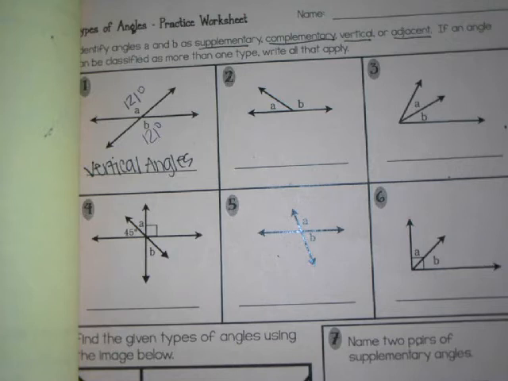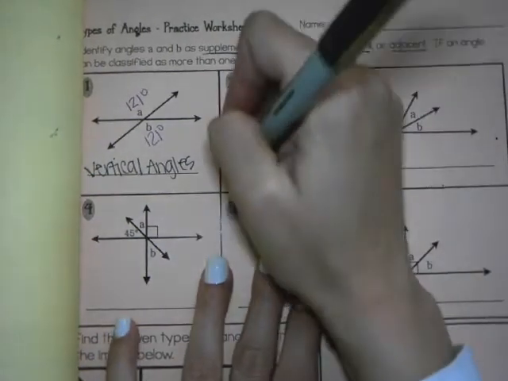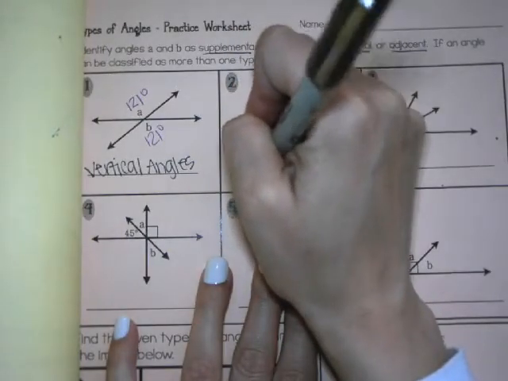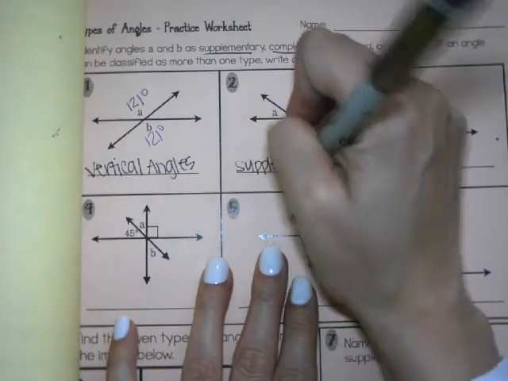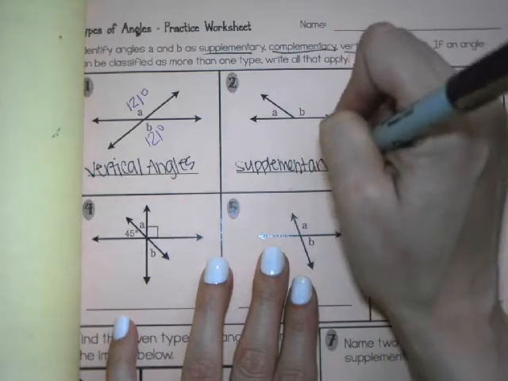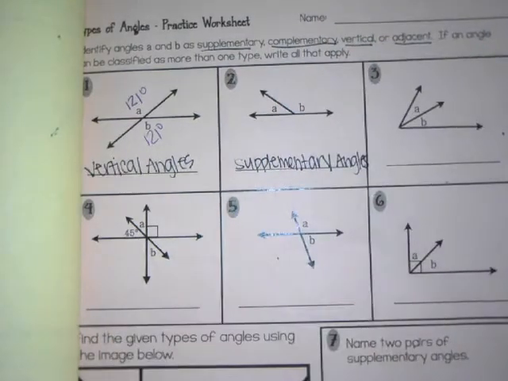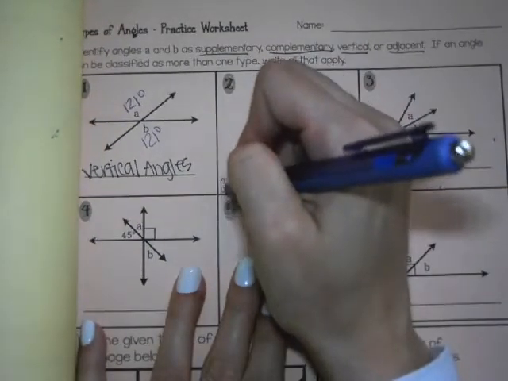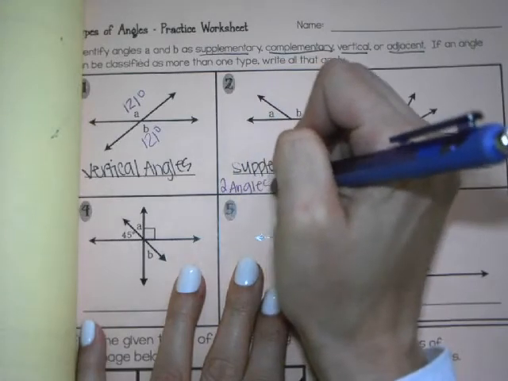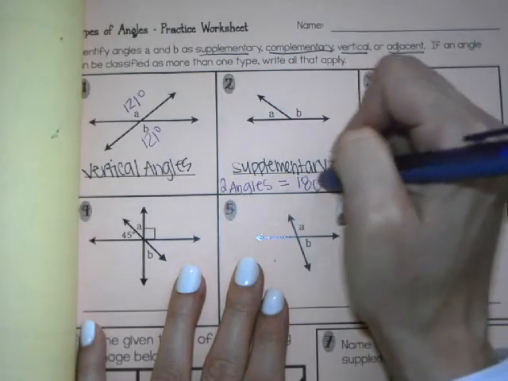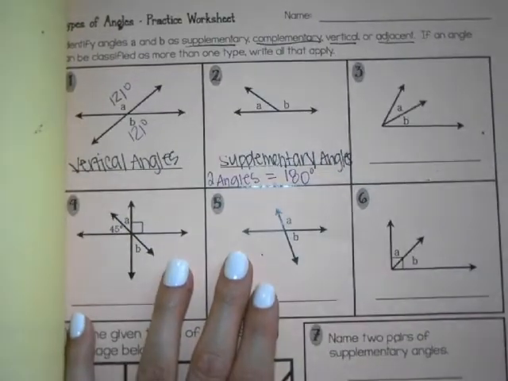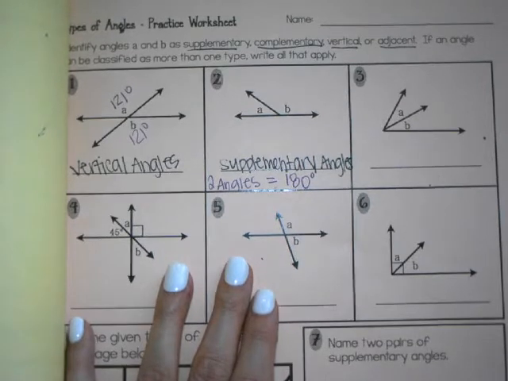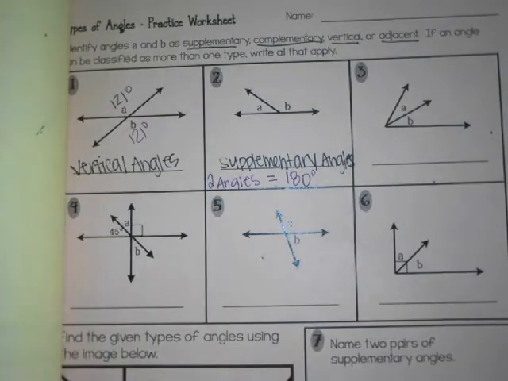Okay, anyone want to guess what number 2 is? Gabe? Supplementary? It is. So number 2 is supplementary angles. Supplementary angles are 2 angles that equal 180 degrees. 2 angles, not more, not less. 2 angles that when you put them together, they equal 180 degrees.